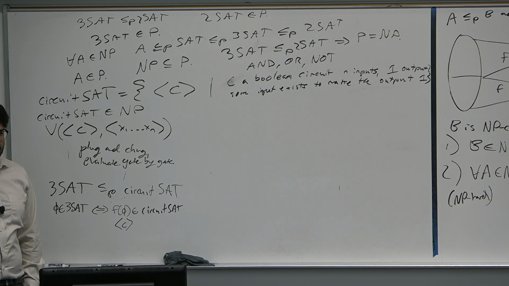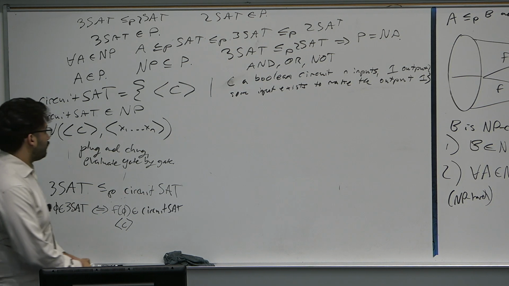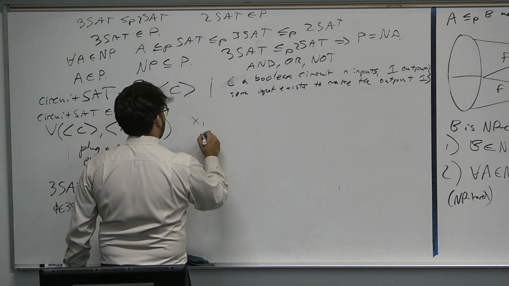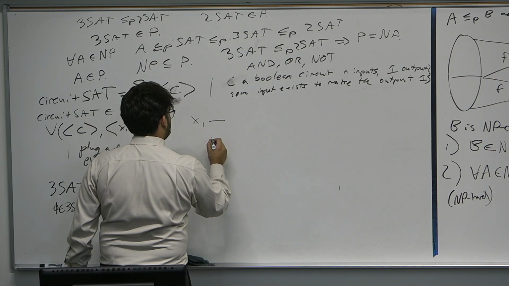What is the polytime reduction? Oh, it's just you convert your thing into a circuit where the ORs are ORs and the ANDs are ANDs. Perfect, that's all I wanted to hear. So n input bits, x1, let's draw it like this.